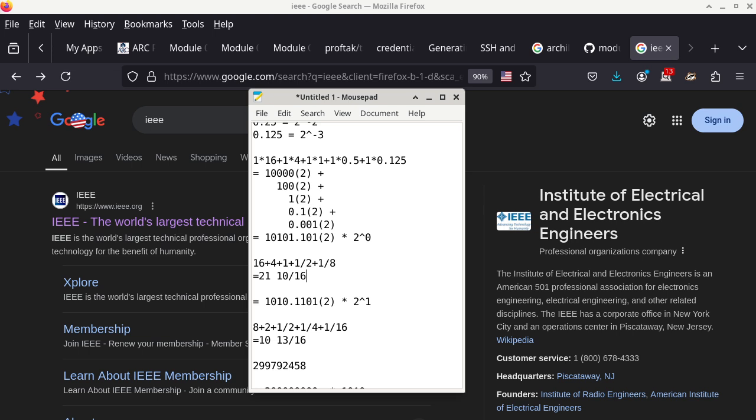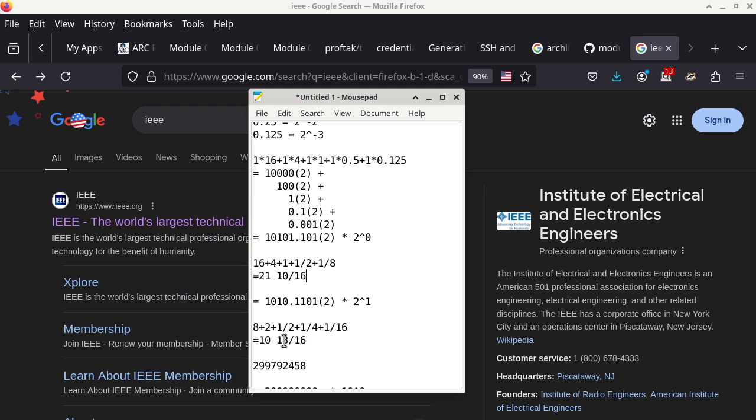So the question now is, is 21 and 10 over 16 1/2 of that, 10 and 13 divided by 16? I think it does not equal. So does it? Yeah, it's 20 and 26 over 16. Oh, I forgot that there's the one over here, which is another 16. So when you add the 16 to the 10, you have 26. 26 divided by 2 is 13. So that's worked out. All right.